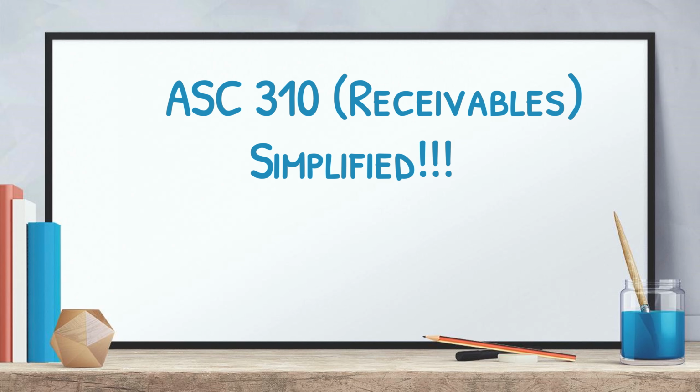Today we're diving into ASC 310, the section of the Accounting Standards Codification that deals with receivables. Receivables are an important part of a company's balance sheet. They represent money owed to the business. But how do you account for them accurately? That's where ASC 310 comes in. Let's break it down in simple terms and work through an example.